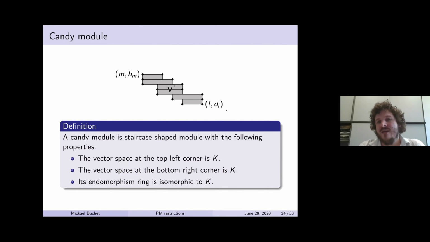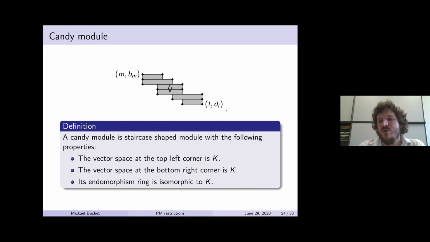And a nice other result is all my modules have this structure. I have the module V I start with here, and then I build this staircase shape around it. And we call it a candy module because you have a vector space on the top left, which is K, at the bottom right, it's K. Its endomorphism ring is isomorphic to K.